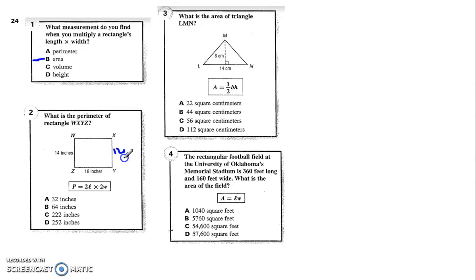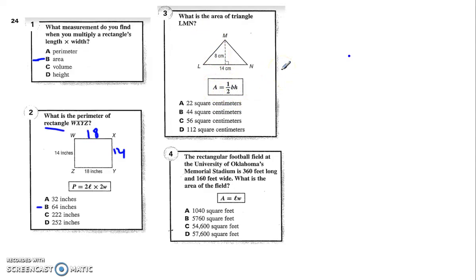This is also 14 since it is a rectangle. This is also 18. Add all of these up. Or you could plug it into the formula, 2 times the length plus 2 times the width, and you shall obtain 64. Okay, number 3. Area of a triangle is 1/2 base times height.